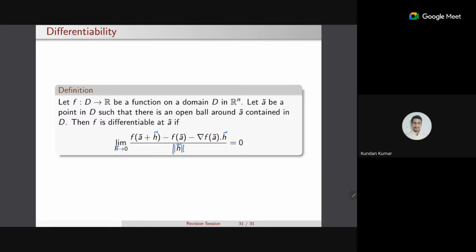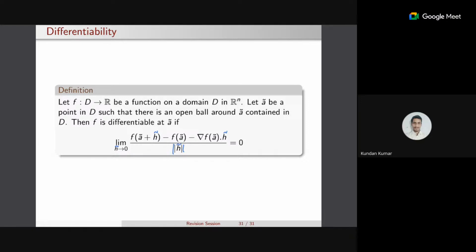Norm of this vector. So you cannot divide by a vector, right? Vector divided by a vector, you cannot do. So you have the norm of that vector that goes to 0. And that quantity, you have to analyze the limit of that as h tilde goes to 0.